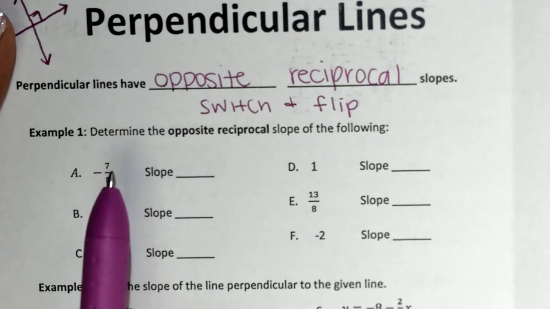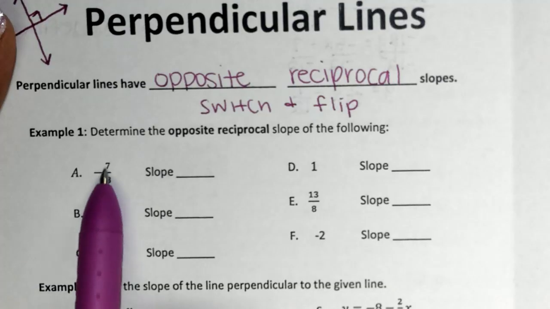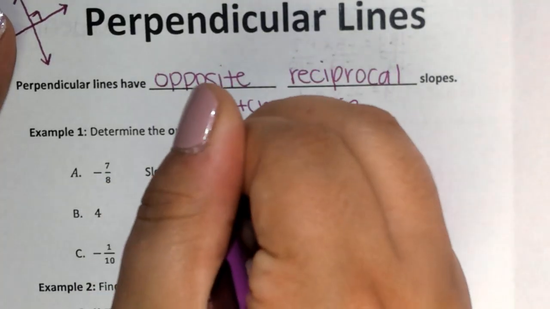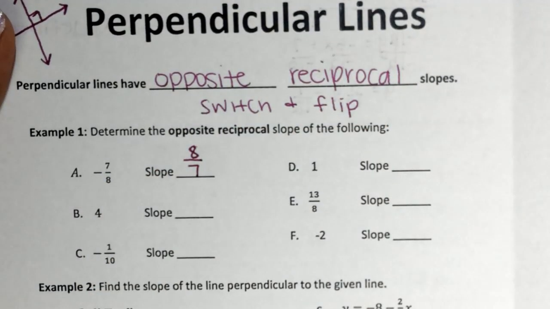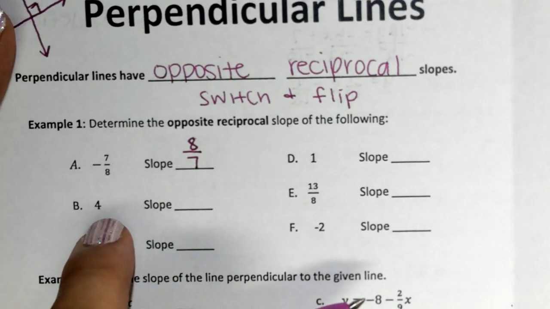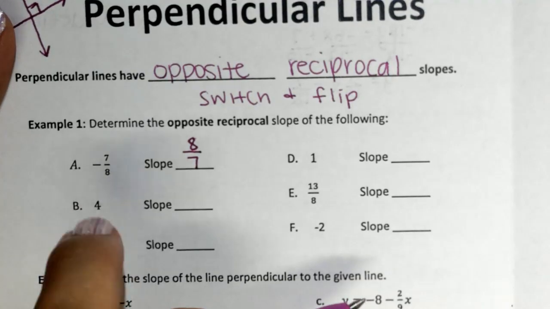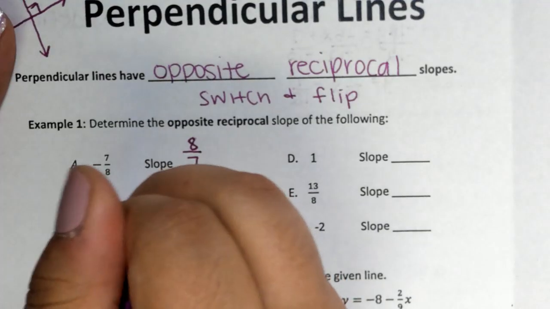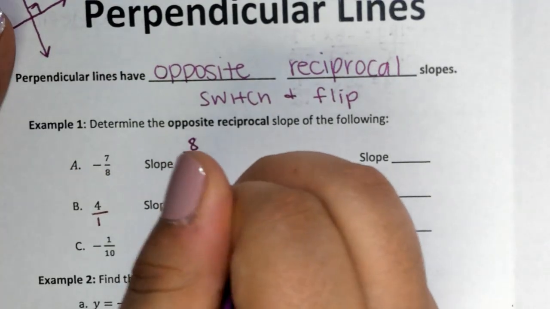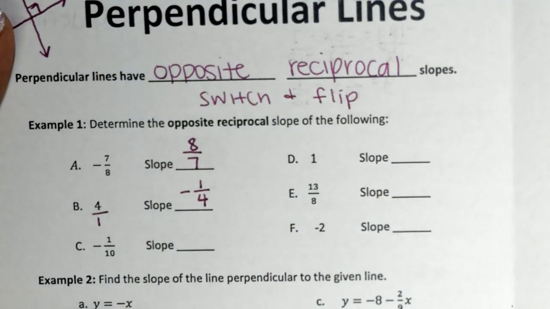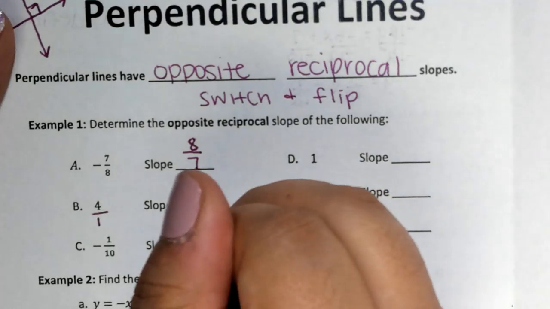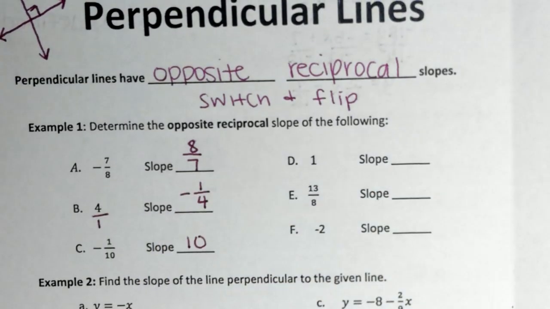Flip the sign and switch. So what is the opposite reciprocal of negative 7/8? 8/7. Does that make sense? What about 4? 4 is not a fraction. Put it over 1 and it's negative 1/4. What about negative 1/10? 10. And you could write 10/1, but what is 10 divided by 1? Just 10. So you're not wrong. I want you to do the ones on the right, go.